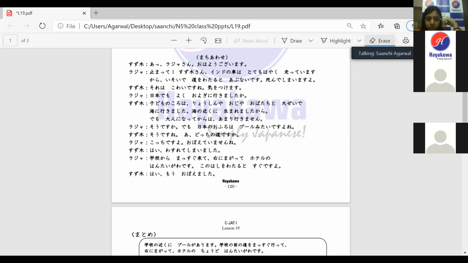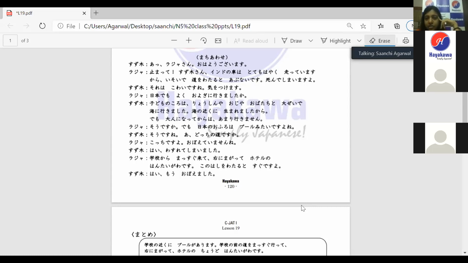Gakko kara masugu kite, migi ni magatte, hoteru no hantai gawa desu. Kono hashi o wataru to sugu desu yo.